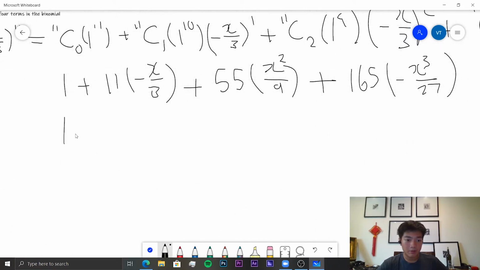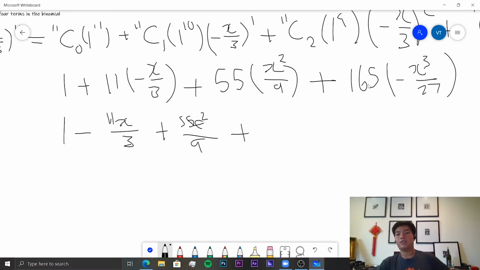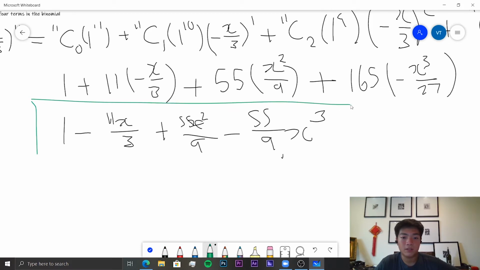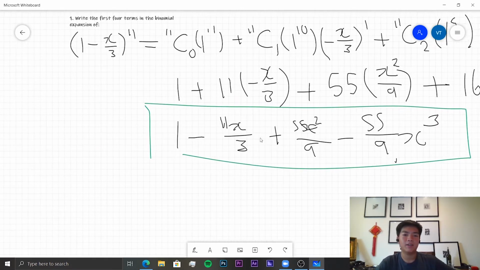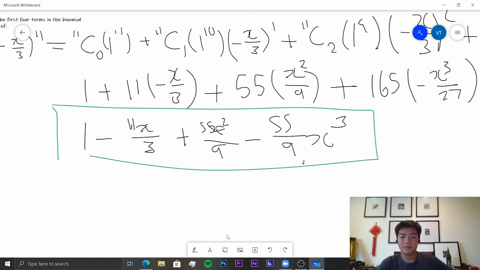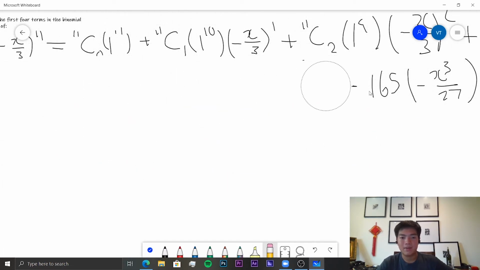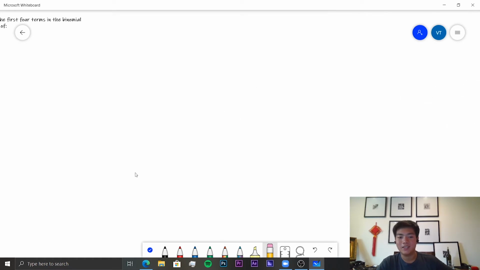So if we multiply them out, this would be 1 minus 11x over 3 plus 55x squared over 9 plus, and we can simplify this since 165 is 55 times 3, so this would simply be minus 55 over 9 x cubed. And so this would be the first four terms of the binomial expansion. So that's how you would expand it. You want to be extremely careful that you're not making mistakes in the binomial expansion since you're dealing with so many terms.